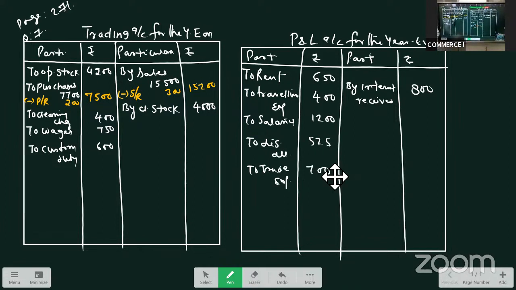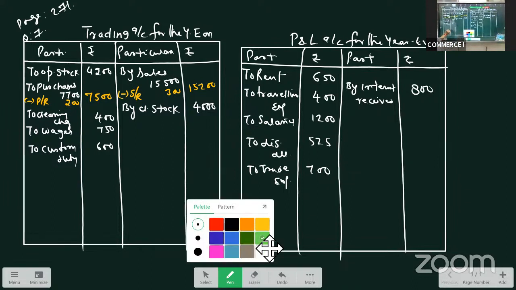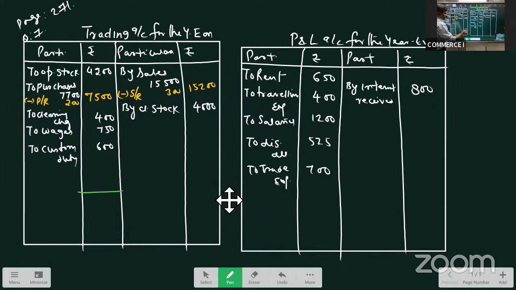Okay, so all the items are clear. All the items are taken into consideration. Now what is left? Balancing part is left. Now let us see how the figures would appear when we close the books of account. Take the credit side total. Credit side total is 19,200.